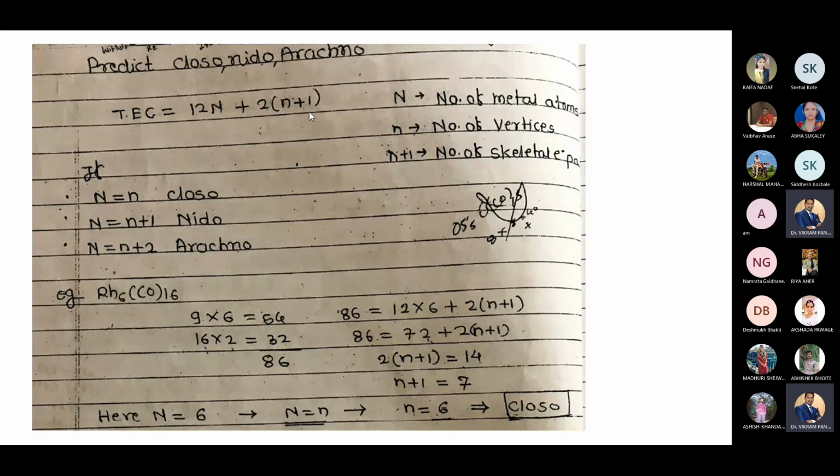For example, see this formula, TEC, total electron count, is equal to 12N plus 2 into n plus 1. So if N, the number of metal atoms, and the number of vertices are the same, then the given system will be closo type. If it is n equal to n plus 1, then it is nido, and n equal to n plus 2 will be arachno. So this is one of the tricks. You have to remember this trick.